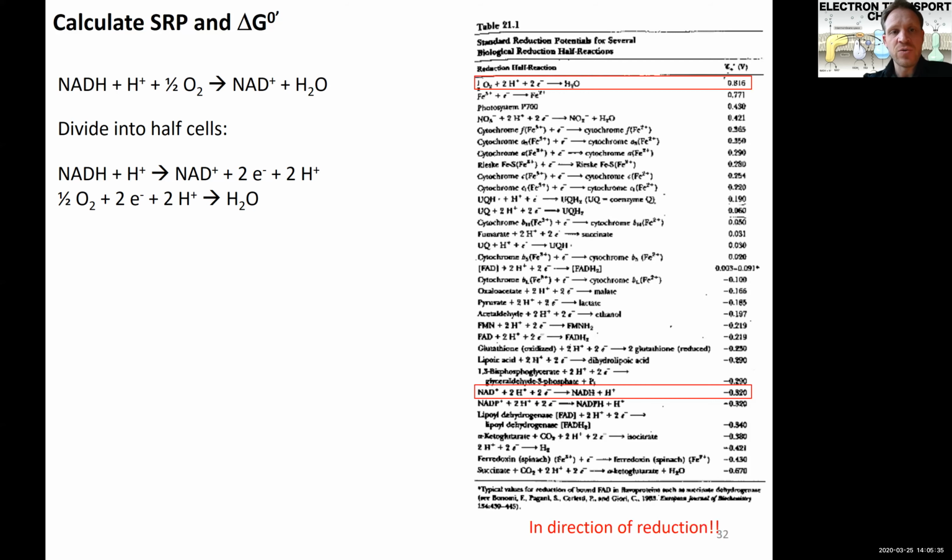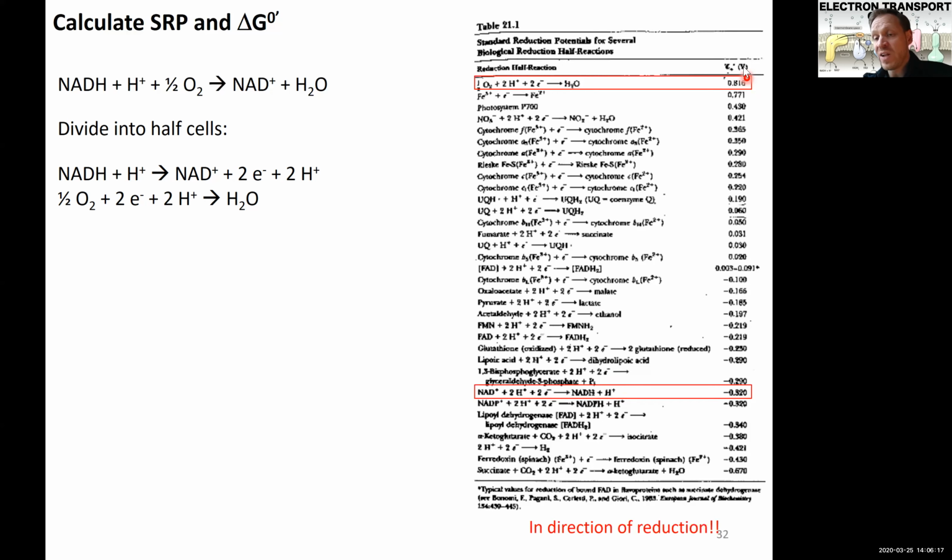So if we look at our 2 half reactions, the first one, our oxidation of NADH, if you go through your list here, your NADH is listed right down here, and it has an SRP of minus 0.32. But it's shown in the direction of reduction, so you have to turn this around, so it's actually plus 0.32. Our second one now is oxygen, and in this case, it is a reduction. It's right here on top, in the direction of reduction already, we have an SRP of 0.816.